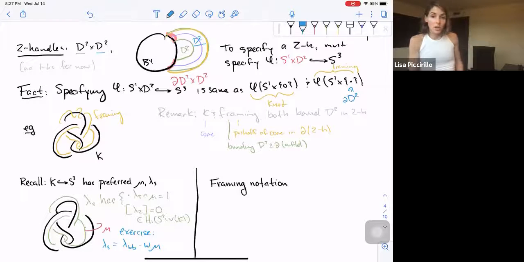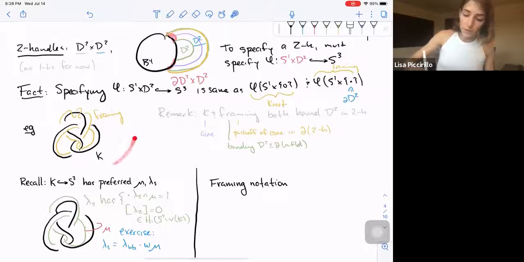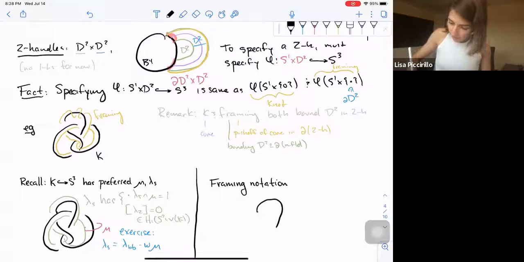Okay, so this box here was to remind us that knots come with a preferred longitude and meridian, these sort of special curves that already have names in the boundary of their tubular neighborhoods. So what are we in the market for? We're in the market for an easier way to record when we want to attach a two-handle to the four ball. And well, what we're going to do is write down the gold curve.